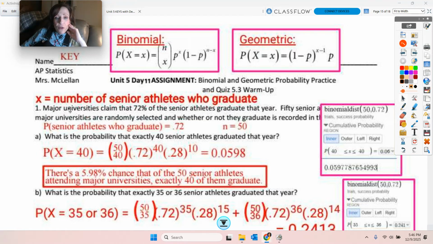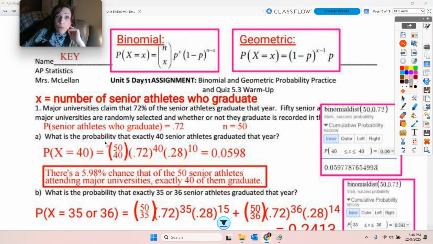Now, here, this first page is about the number of senior athletes who graduate. And the probability that it's a senior athlete who graduates is 72%. All right, so they here tell me about 50 seniors. So that's a set number of seniors. So the total N is 50. So A says we want exactly 40. So that's an exact amount of X.